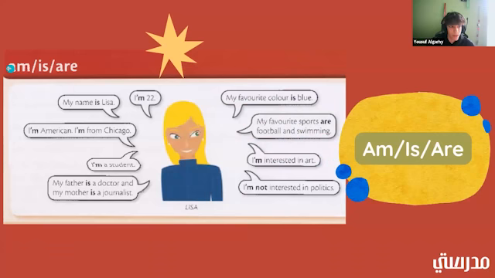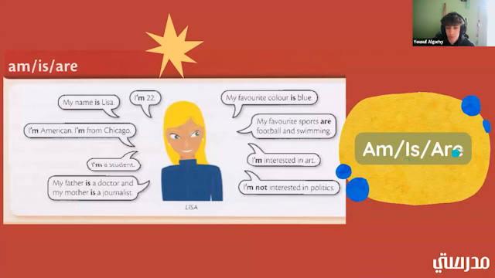I'm interested in art. There again, we have I and am, and together they make I'm, so it uses am. I'm not interested in politics. My father is a doctor, and my mother is a journalist. Here it uses is two times. I'm a student. I'm American. I'm from Chicago. And then it just says, my name is Lisa.